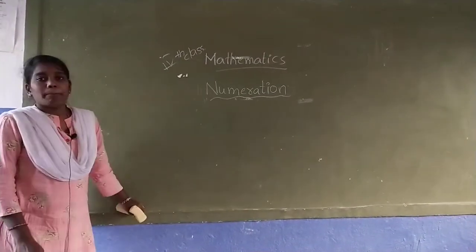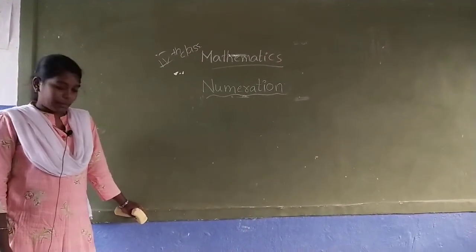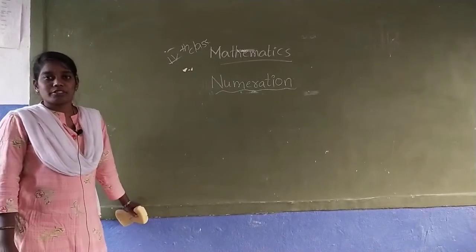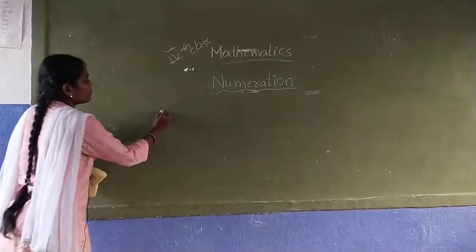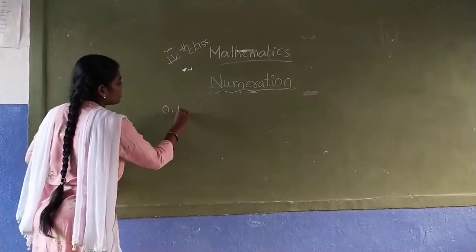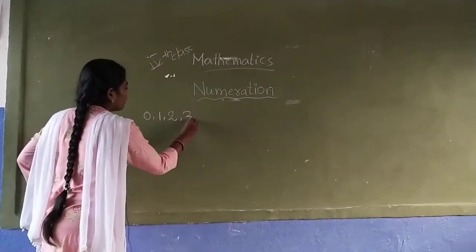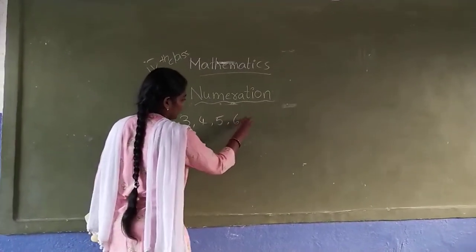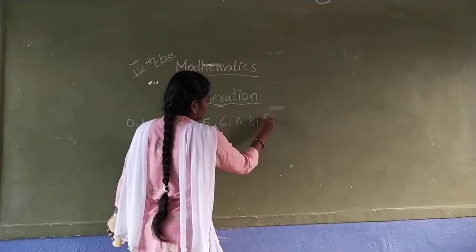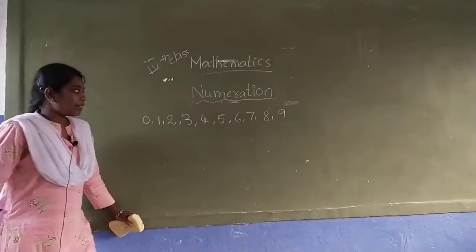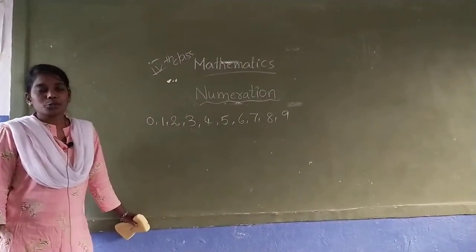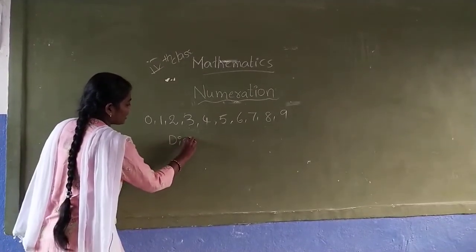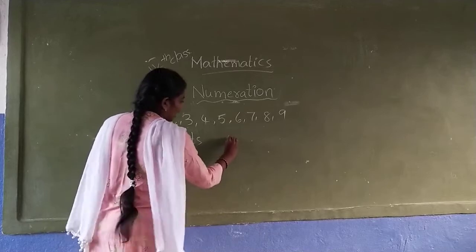Maths means digits or numbers. Without numbers or digits, nothing is possible in mathematics. Here I am writing some digits. 0, 1, 2, 3, 4, 5, 6, 7, 8, 9. In this mathematics, we are using two terms. One is digits, another one is numbers.